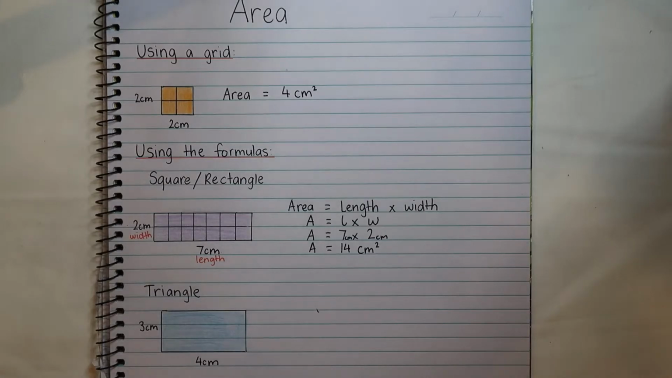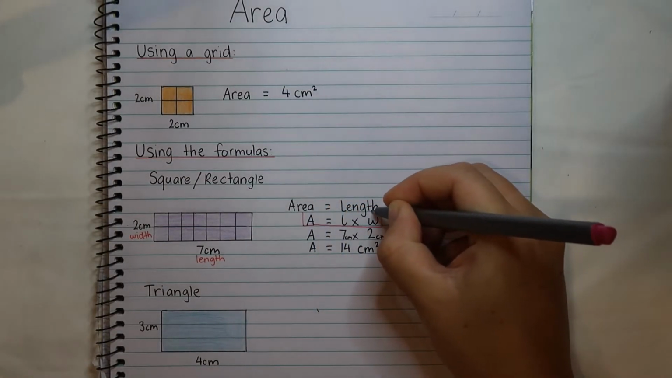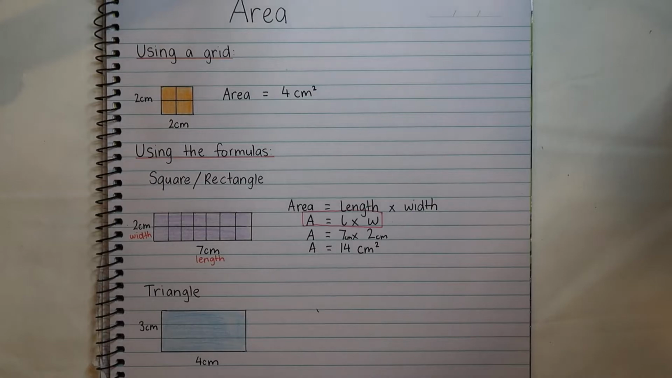So now that you know how to find the area of any square or rectangle using this formula, let's highlight that. So that's our formula.